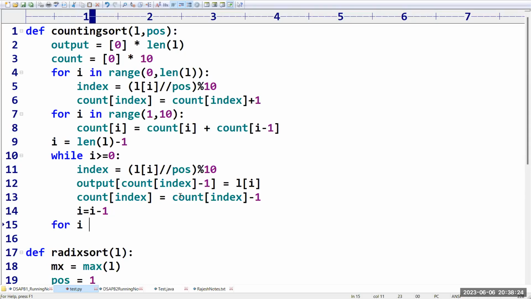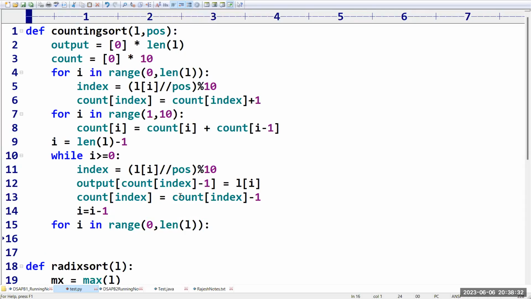So what I am going to do is, for each I value in the range of 0 to length of L, L of I will become output of I. Like this, I am going to copy whatever elements are there in the output array.